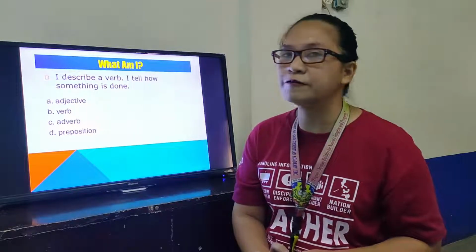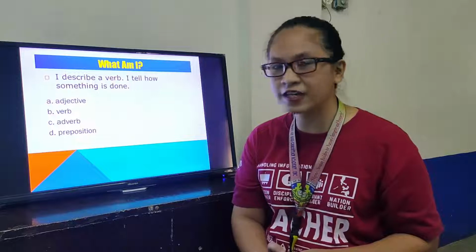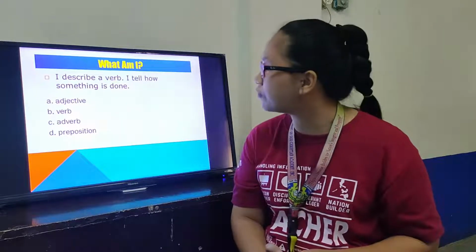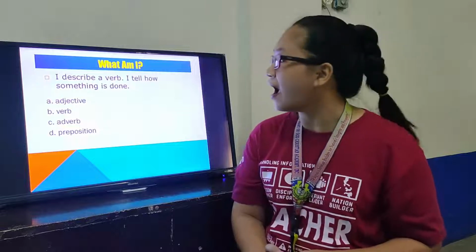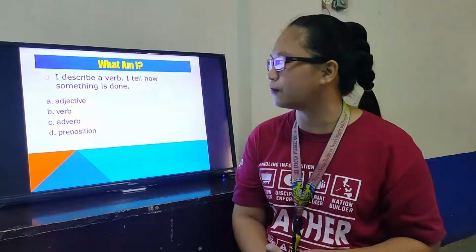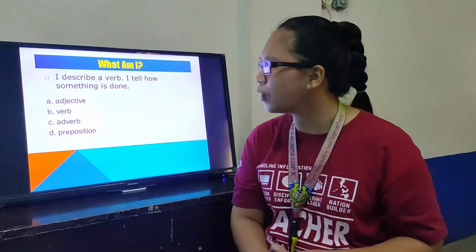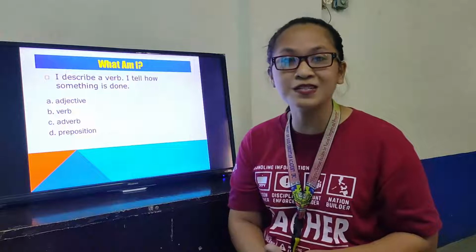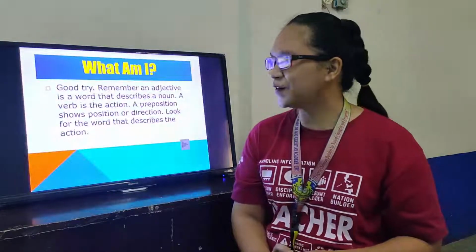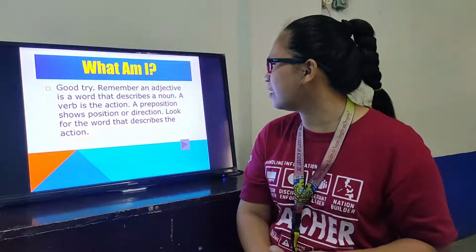I describe a verb. I tell how something is done. Again, I describe a verb. I tell how something is done. Is it A, adjective, B, verb, letter C, adverb, or letter D, preposition? What is your answer?